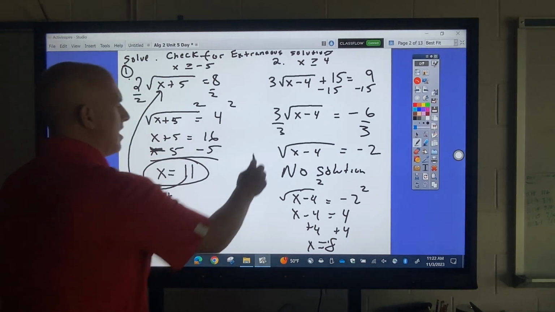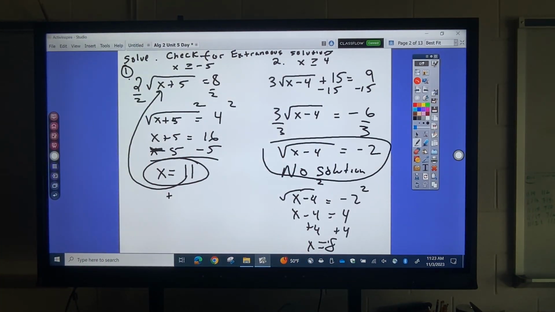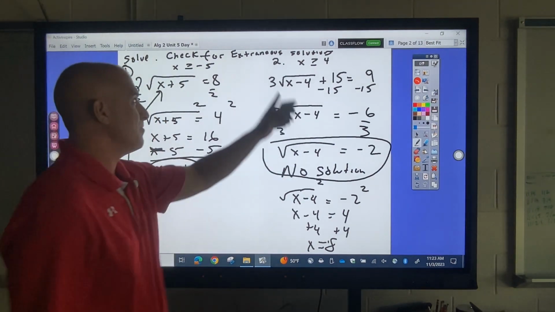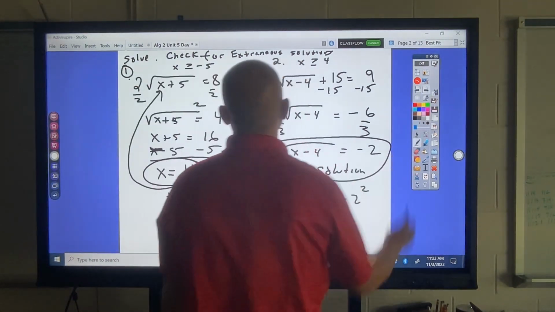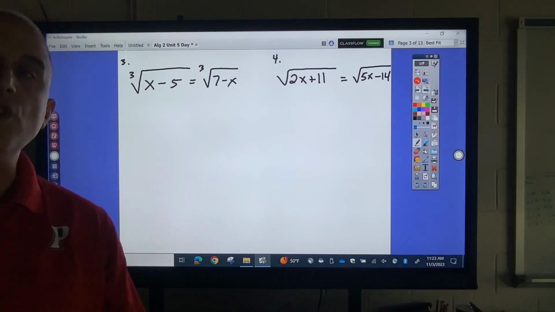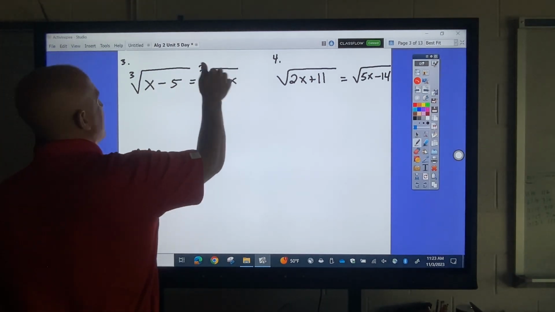So you've got to really watch out for a couple of different things. You have to watch out for it ever equaling a negative number. You've got to make sure that your answer is a part of the domain. All right, when you have cubes, now a little bit different. When you have cubes, it doesn't matter. There are no restrictions because I can have a negative cube root.